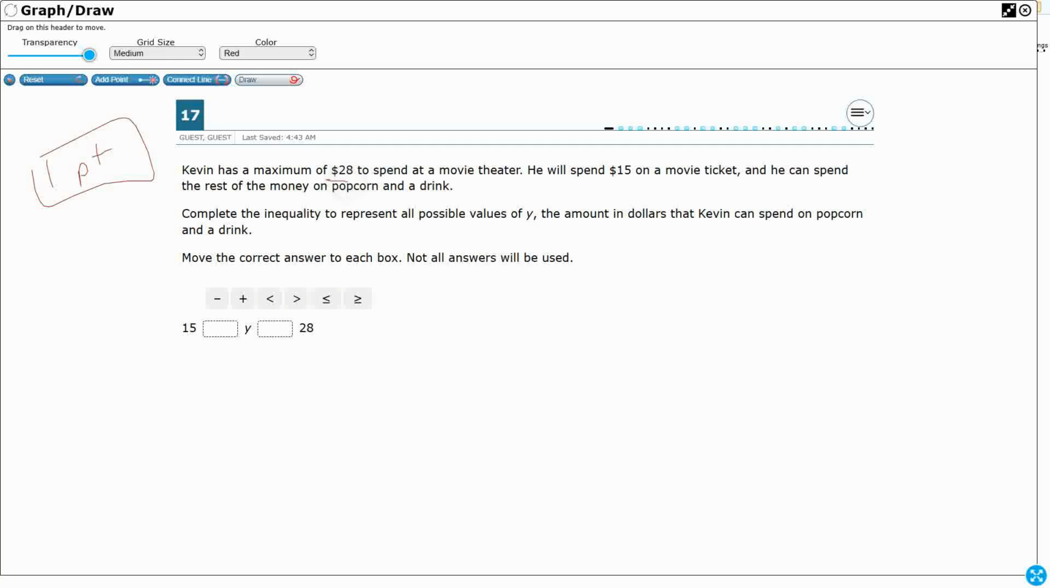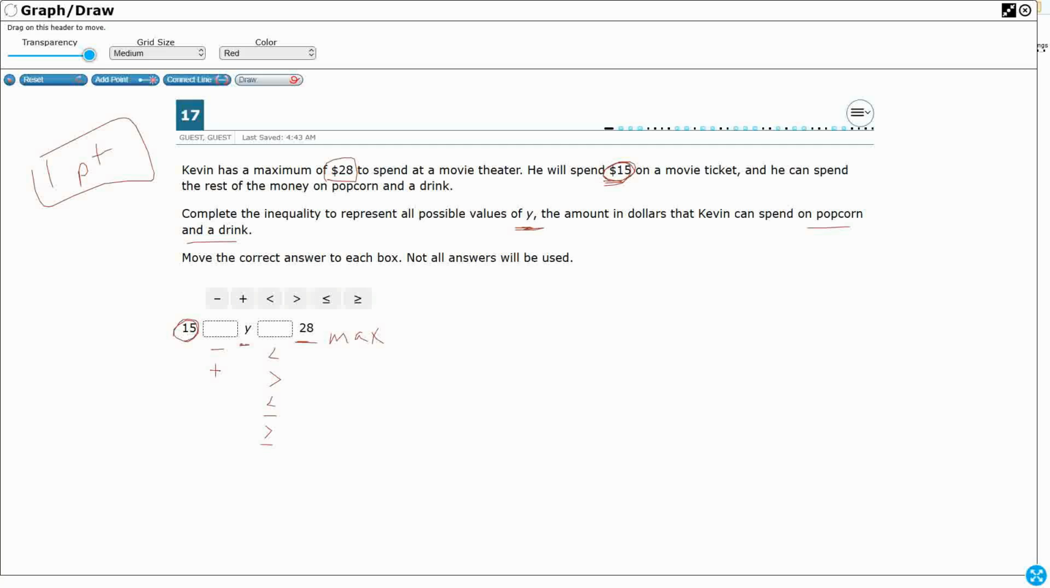Kevin has a maximum of $28 to spend. Okay, so this is his max. He will spend $15 on a movie ticket, so I'm going to circle that. There's my $15. And he can spend the rest of the money on popcorn and a drink. So Y is going to be popcorn and drink. Now, remember my 2 options here are subtract and add, and then I've got my 4 inequalities that I could choose from here.